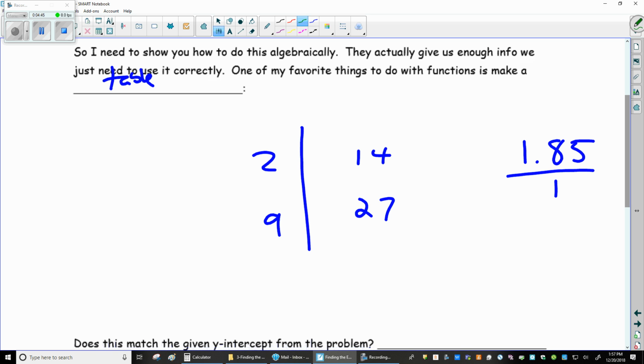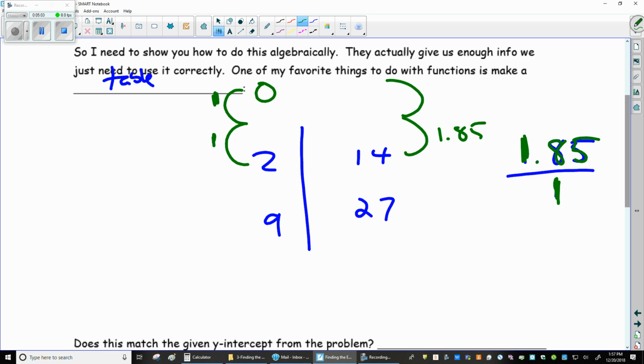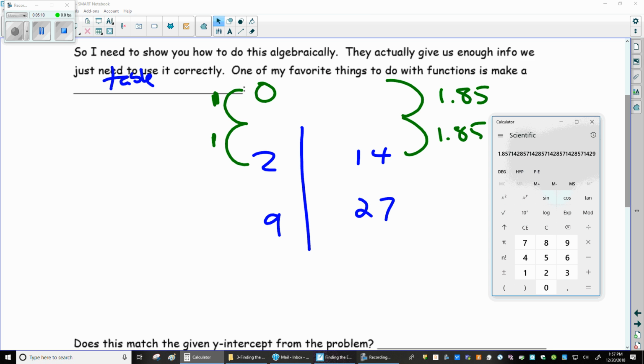I need to go back up to 0, right? But every single time I move back by 1, obviously I'm going to have to move back by 1 twice. How much do I have to move back by on this side? Well, the 1 and 1.85 go together, so you got to move back by 1.85 twice. Now, obviously, you could go 1.85 times 2 and then go 14 minus that. I'm going to just do it the longer way and go 14 minus 1.85 to get 12.15.